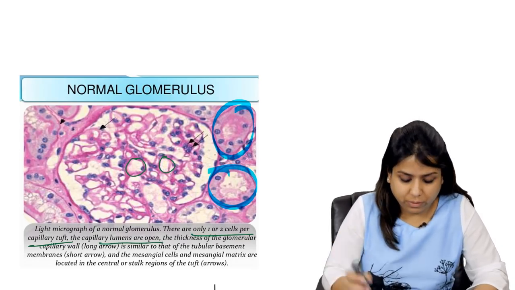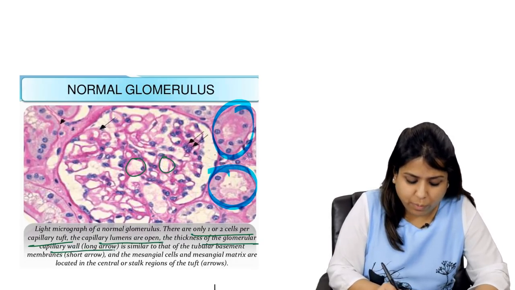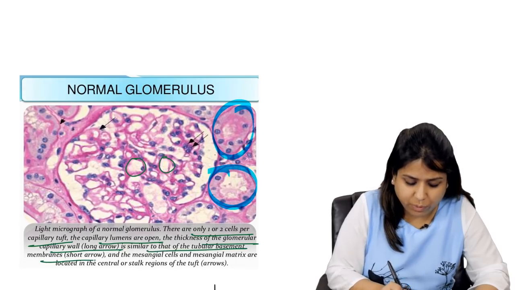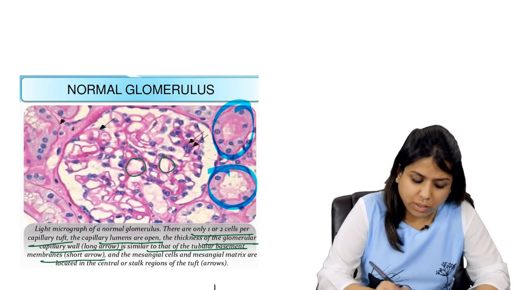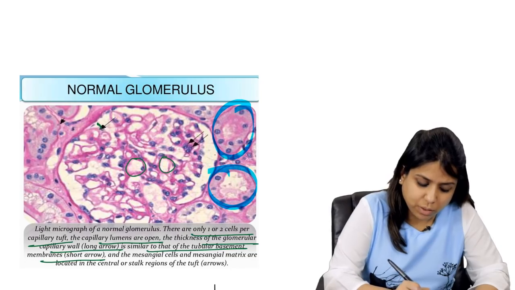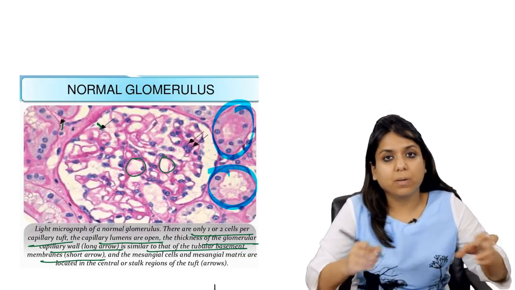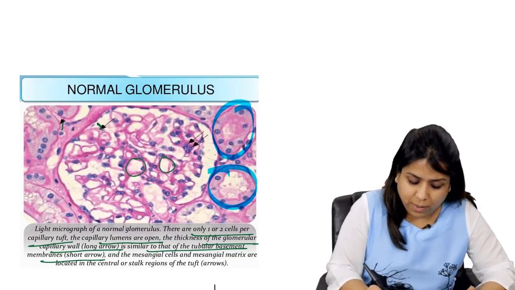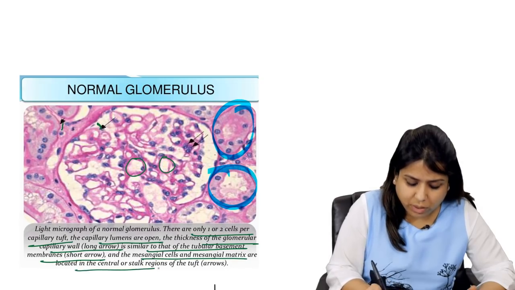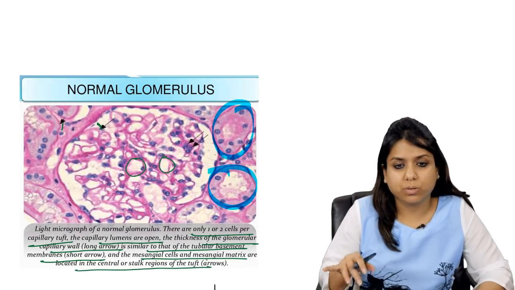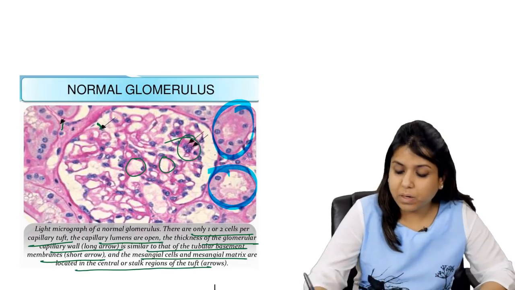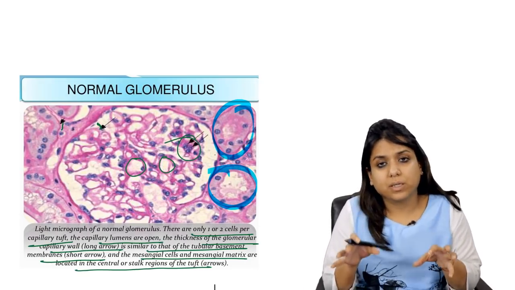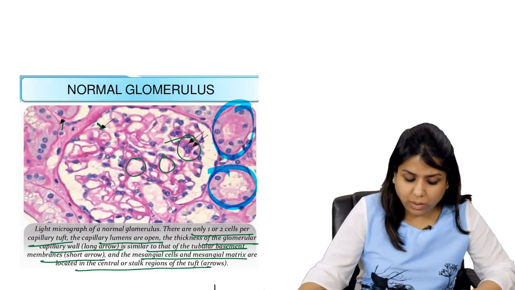Capillary lumens are open. Thickness of glomerular capillary wall is similar to that of tubular basement membrane. So I can compare whether it is more thick or less. The mesangial cells and mesangial matrix are located in the stalk or the central region, right? Like these. Any variation from this is abnormal. What all lesions can you see?